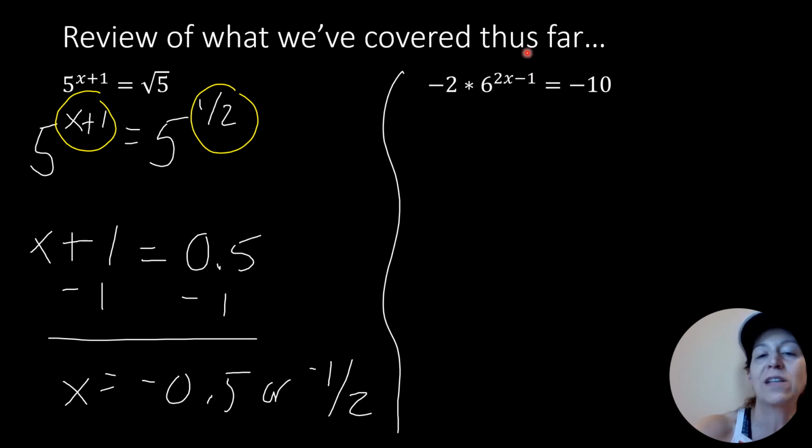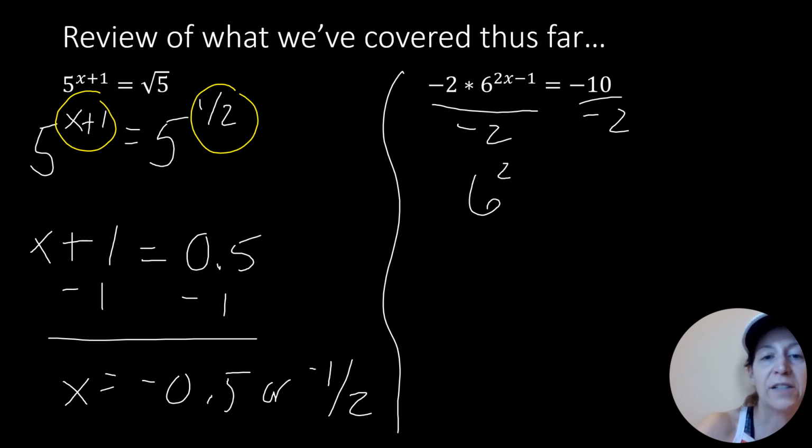Order of operations says we do the exponent before we do the multiplication. Only the 6 is being raised to the 2x minus 1, not the negative 2. So if you were to try to multiply them, then you would be taking the 2 and also in some way raising it to that power, and that would not be correct. So the way we're going to get rid of that negative 2 is we notice that this is multiplication, and we can undo multiplication with division, and we just make sure we divide both sides.